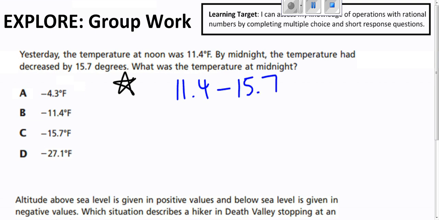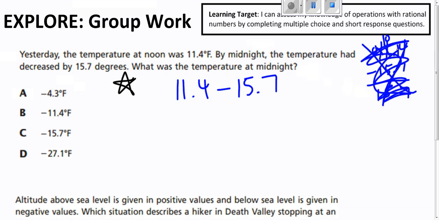Notice how I wrote it horizontally, because if you write it vertically, you guys try to actually subtract this, and the answer you usually give me doesn't make sense. It just doesn't make sense. Don't do that. Write it horizontally.